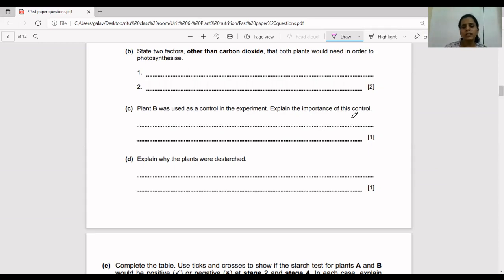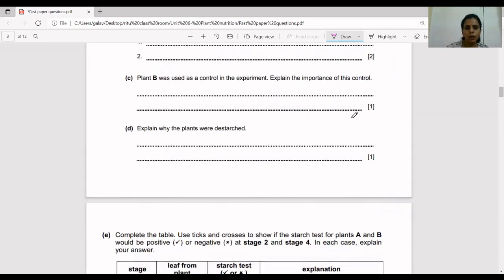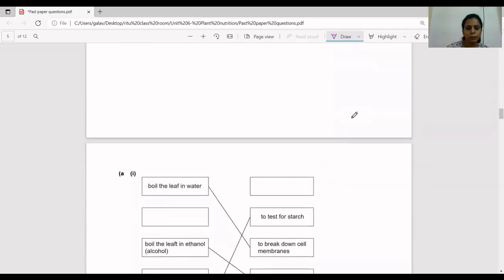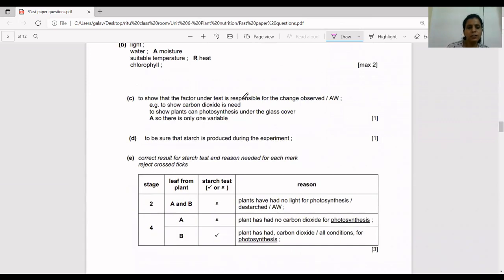Okay, so the importance of this control is that at the end of the experiment we can compare the results which we get, and after comparing we can actually understand whether our experiment is correct or not. So how to write it in a proper way, we'll learn from the marking scheme.